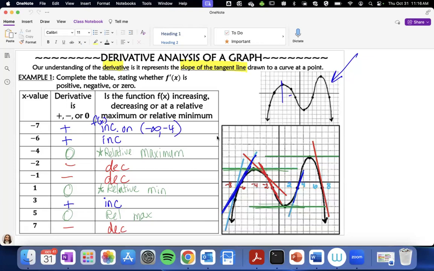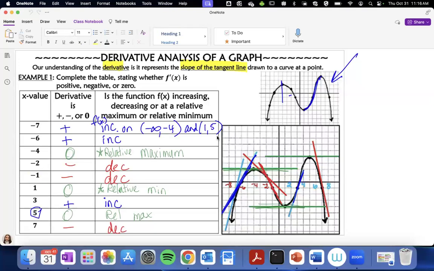And anywhere else? Where else is it increasing? Ooh, check this out. Right? 1 to 4. Or I'm sorry, 1 to 5. Thank you. 1 to 5. Yeah. Okay.